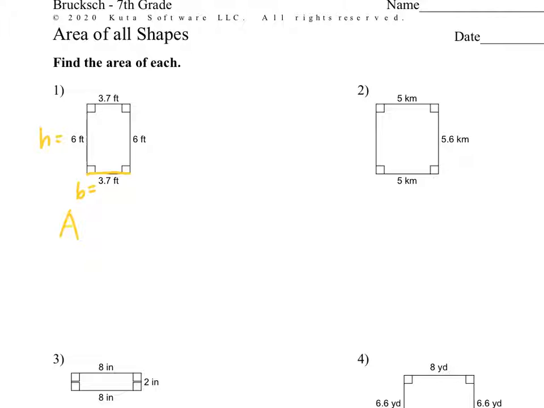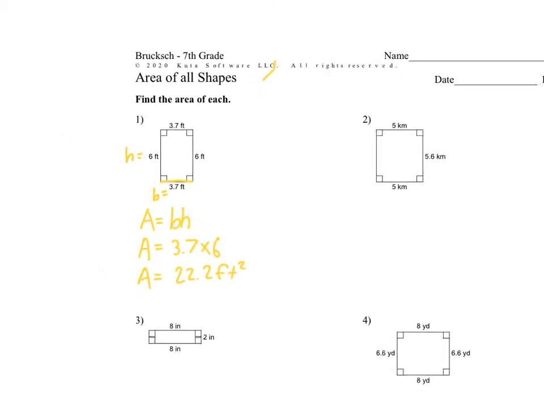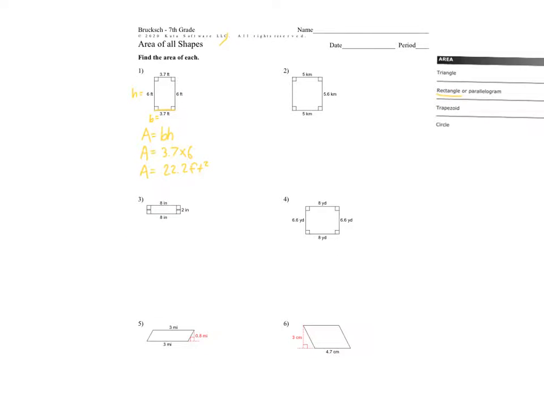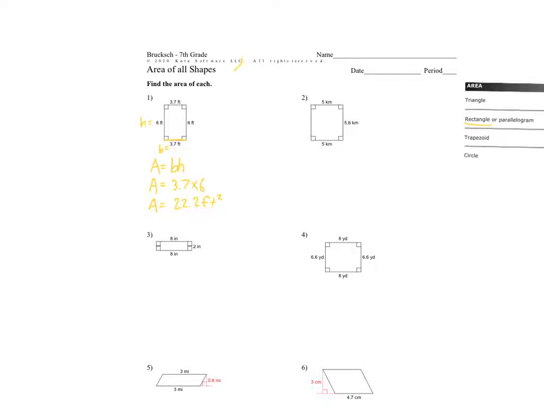So just to make it really clear, here's our formula. Area equals base times height. And we're going to do area equals 3.7 times 6. We're going to multiply these out. And we get an area of 22.2 feet squared. So most of the rectangles are going to be pretty much the exact same setup, so I'm not going to waste too much time on that.